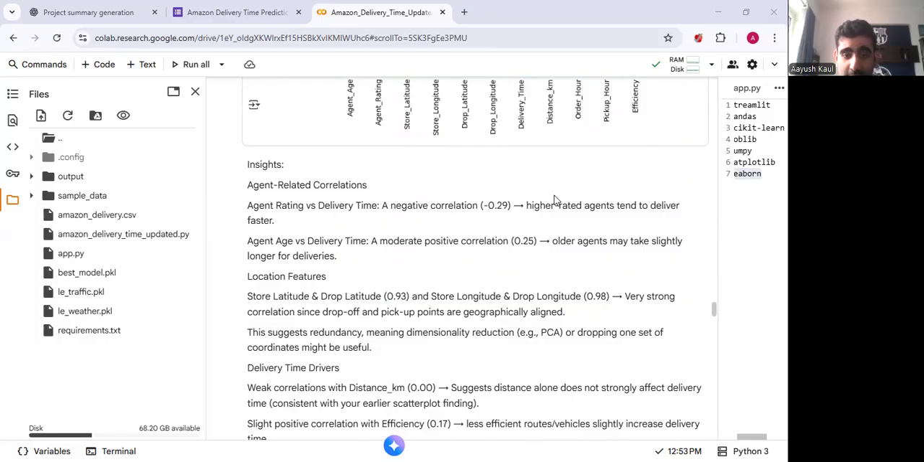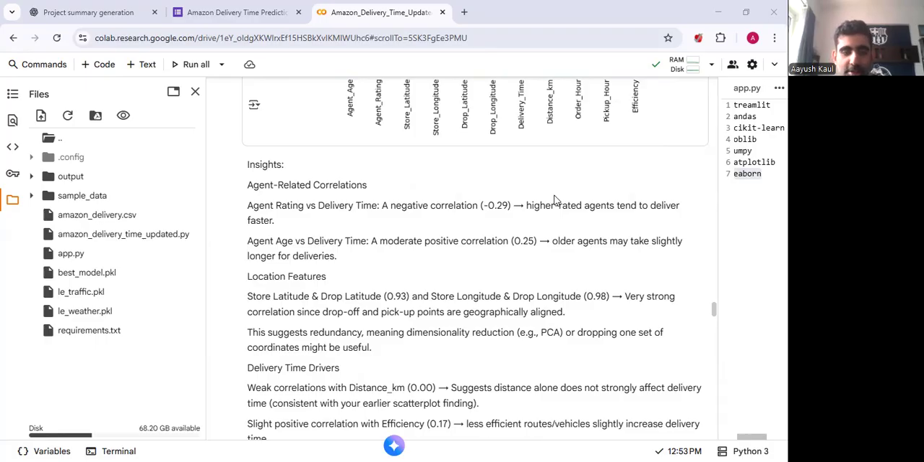Agent age versus delivery time showed moderate positive correlation, which means older agents may take slightly longer for deliveries, which is understandable. So we should give priority to younger people for long distance orders. But older people can deliver short distance orders.